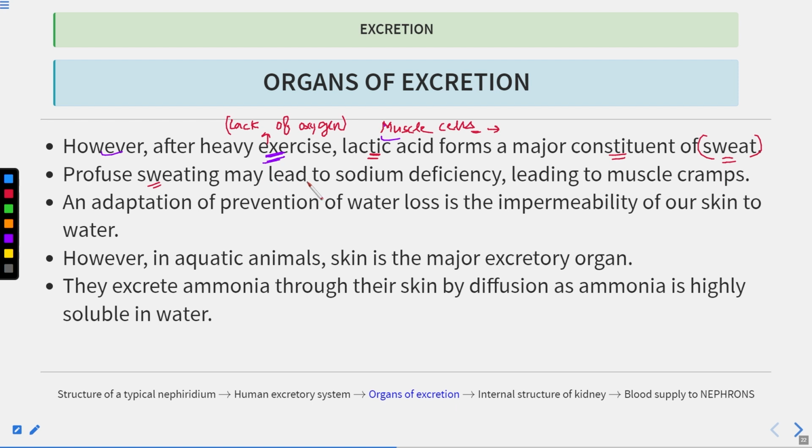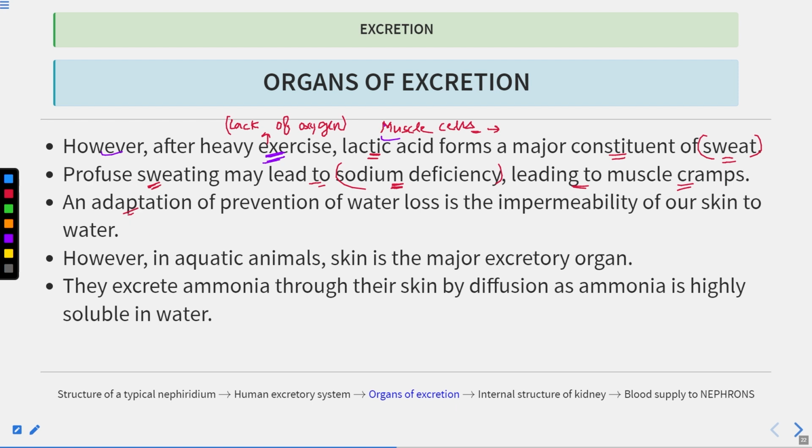Now, profuse sweating may lead to sodium deficiency. So if you sweat a lot, you can lose a lot of salts. You can lose sodium, and the body can be deficient in sodium. And if the muscles are deficient in sodium, it can lead to muscle cramps. You must have seen this in a lot of players. They undergo profuse sweating, and they lose a lot of salts. One of the salts is sodium. Because of the shortage of these salts, there are muscle cramps.